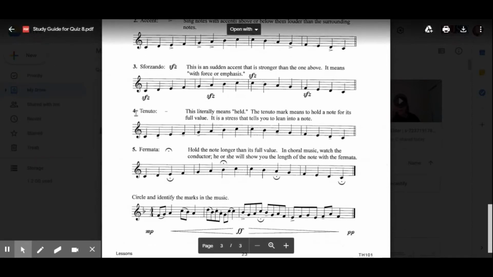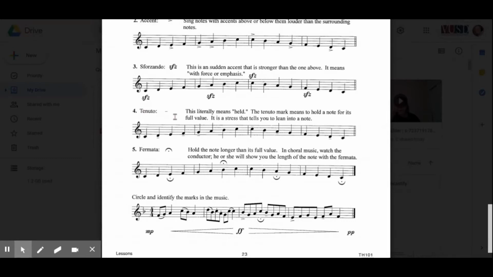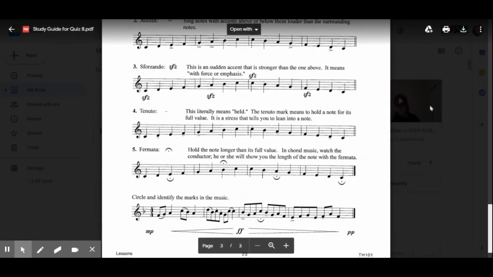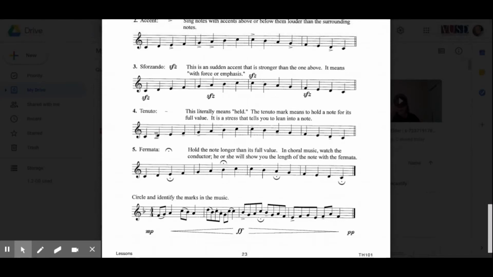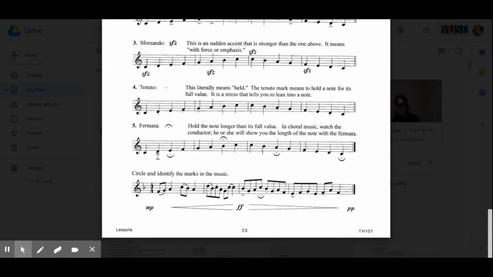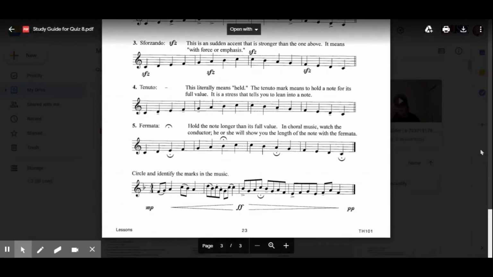Number four, we have tenuto. It's this little dash, and tenuto means held. The tenuto mark means to hold a note for its full value. It is a stress that tells you to lean into a note. So you would lean into this note a little bit more than you would when singing any other normal note. And the last one we have is fermata.